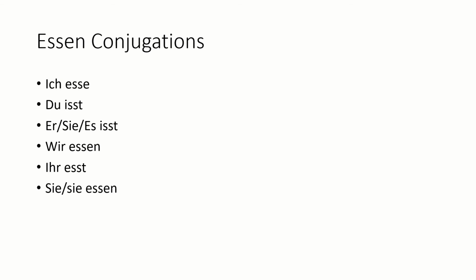Alright, so now we have essen conjugations. This one's also slightly irregular because the E turns into an I for du and er/sie/es. So we have ich esse, du isst, er/sie/es isst, wir essen, ihr esst, und sie essen.